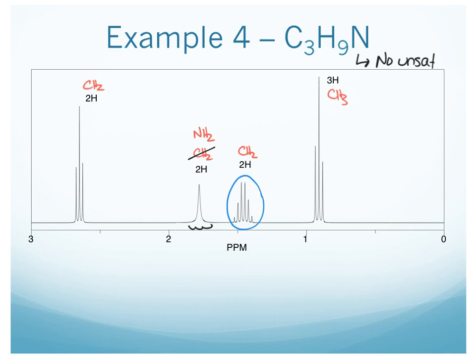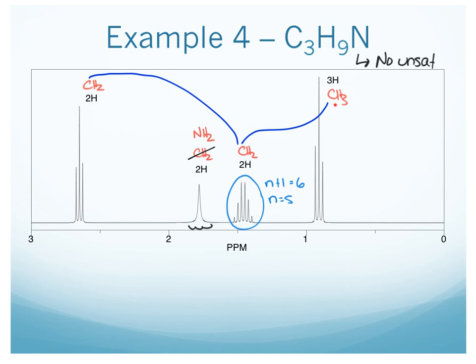This is a sextet. So sextet, n plus 1 equals 6, n equals 5. So that means this carbon is connected to carbons with a total of 5 hydrogen. Well, how can we do that? If we connect it to the CH3, there's 3. If we connect it to the CH2, there's 3 plus 2, 5. That gives us the right splitting for that particular signal.